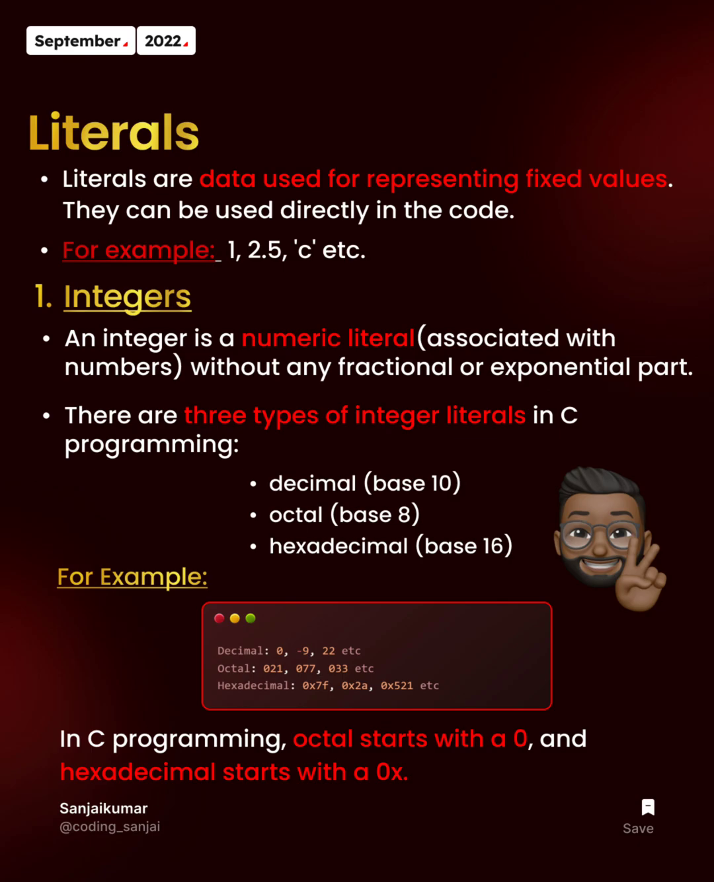Octal: 021, 077, 033 etc. Hexadecimal: 0x7f, 0x2a, 0x521 etc. In C programming, octal starts with a 0, and hexadecimal starts with a 0x.